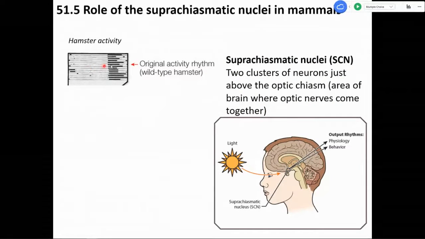Now, in this experiment, they were exploring the role of the so-called suprachiasmatic nuclei. These are two clusters of neurons just above the optic chiasm, which is where you have optic nerves from each eye, and they go back into your skull and cross over to opposite hemispheres in your brain. That point where they cross over is where the optic chiasm is, and the suprachiasmatic nuclei is located just above that.